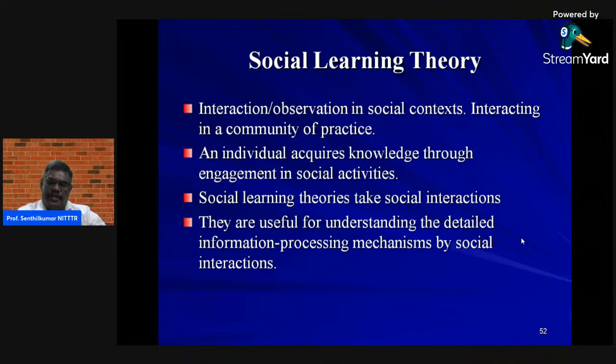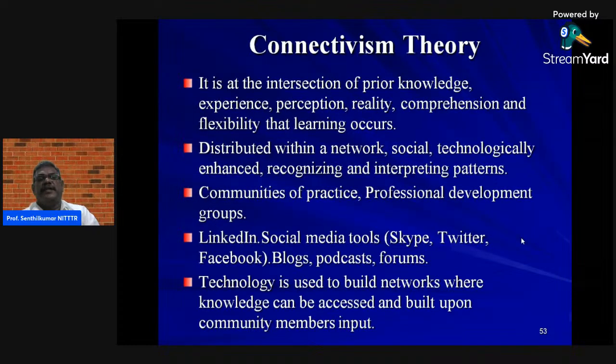So for certain people, we do not give the input from the book or other things. Social learning is based on the individual acquiring knowledge to engage in social activities. Social learning theories take social interaction. They are useful for understanding detailed information processing. Suppose somebody is studying automobile engineering. Some of the students from other places are well versed in electronics. They will also learn electronics. That is social learning.